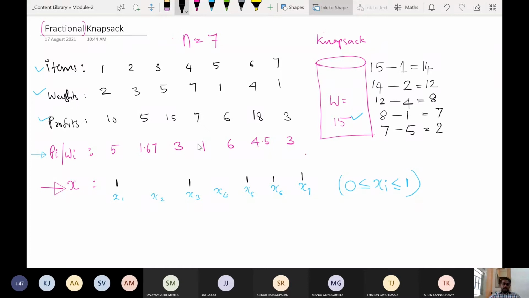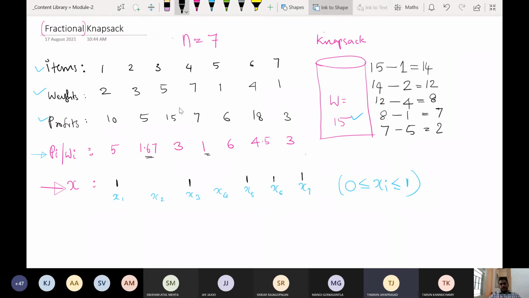Now next, which one has the highest profit by weight? Which ones are left out? X2 has not been included. Its profit by weight is 1.67, and X4's profit by weight is 1. So which one should I select? Item 2, which is 1.67. So I should select item number 2. What is the weight of item number 2?